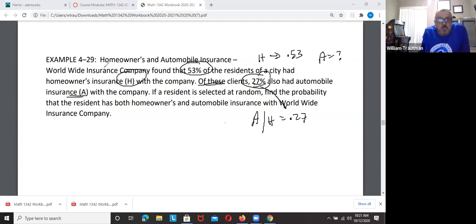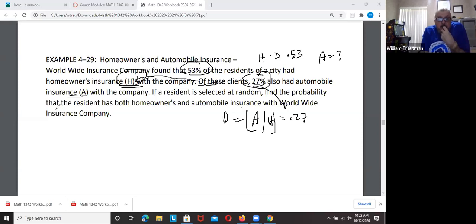So first it says 53% had homeowners insurance. Of these, of the people who had homeowners insurance, that's the given. I'm saying it backwards, but keep on going. Of these, 27% had automobile. So this is the probability that someone has automobile insurance given they already have homeowners insurance with that company. So that's what that 27 is, if you read into that paragraph and understand that.